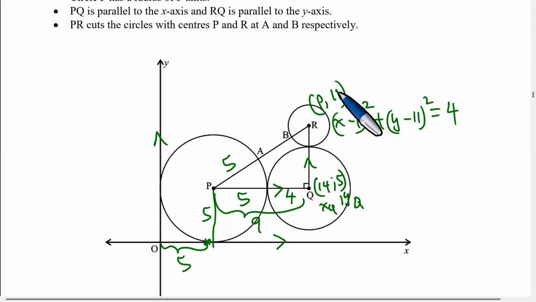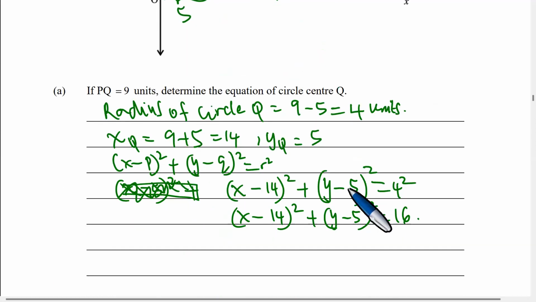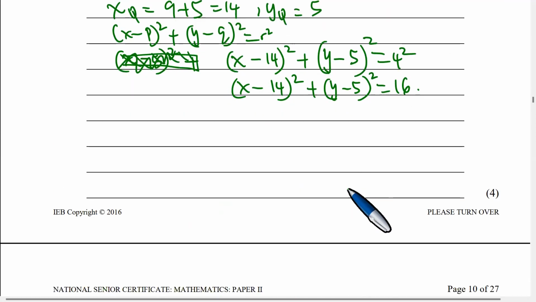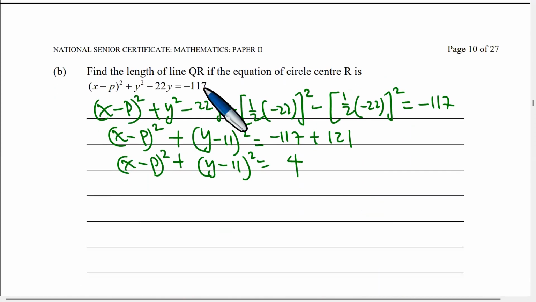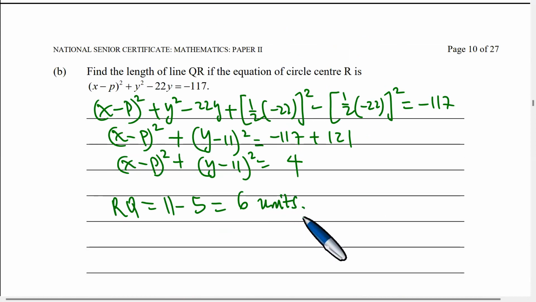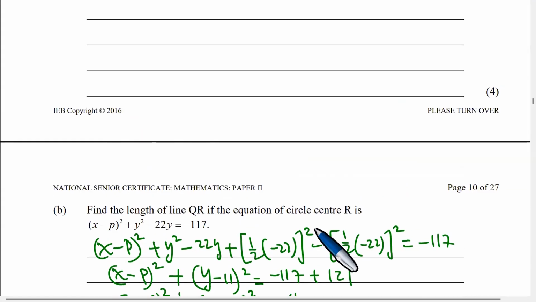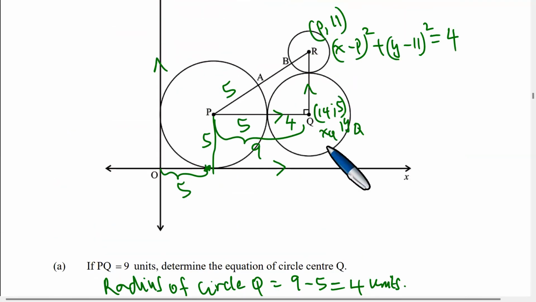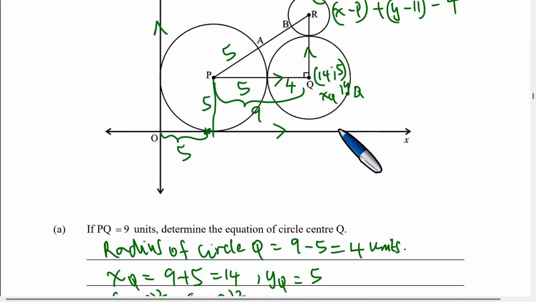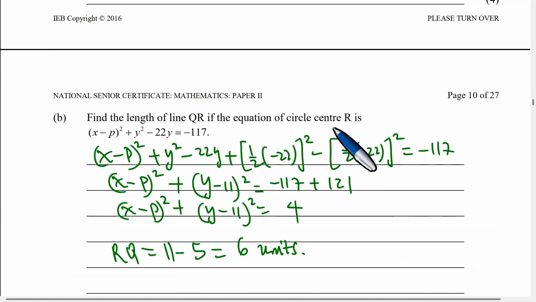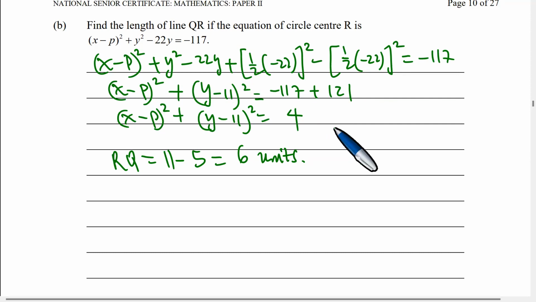So RQ is going to be 11 minus 5. Right, so the length of line RQ is equal to 11 minus 5. What is 11 minus 5? 6 units. 11 minus 5 is 6 units.